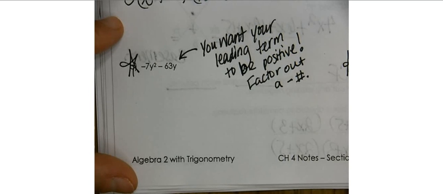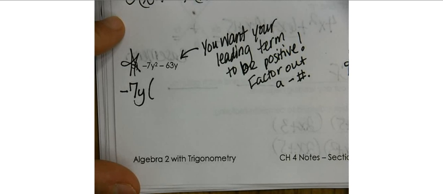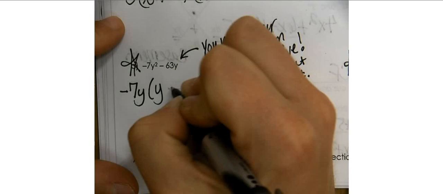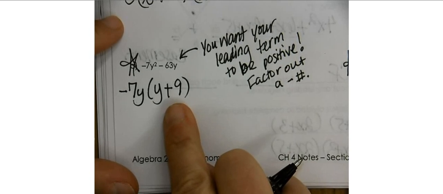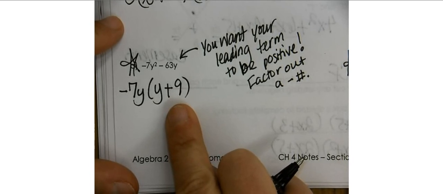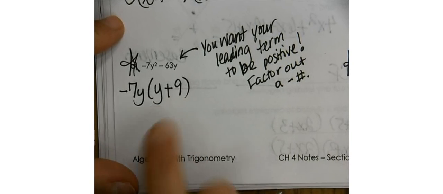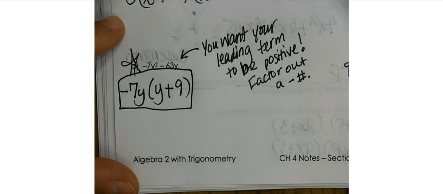So in this case, my leading term is negative 7y squared. I need my leading term to be positive. So I'm going to factor out a negative 7y. And what I'll be left with is a positive y plus 9. And that is your answer fully factored. This is not considered a difference of two squares simply because it's not a minus. Difference means minus. And y is not being squared. So this is simply your factorization. There is nothing further for you to do.